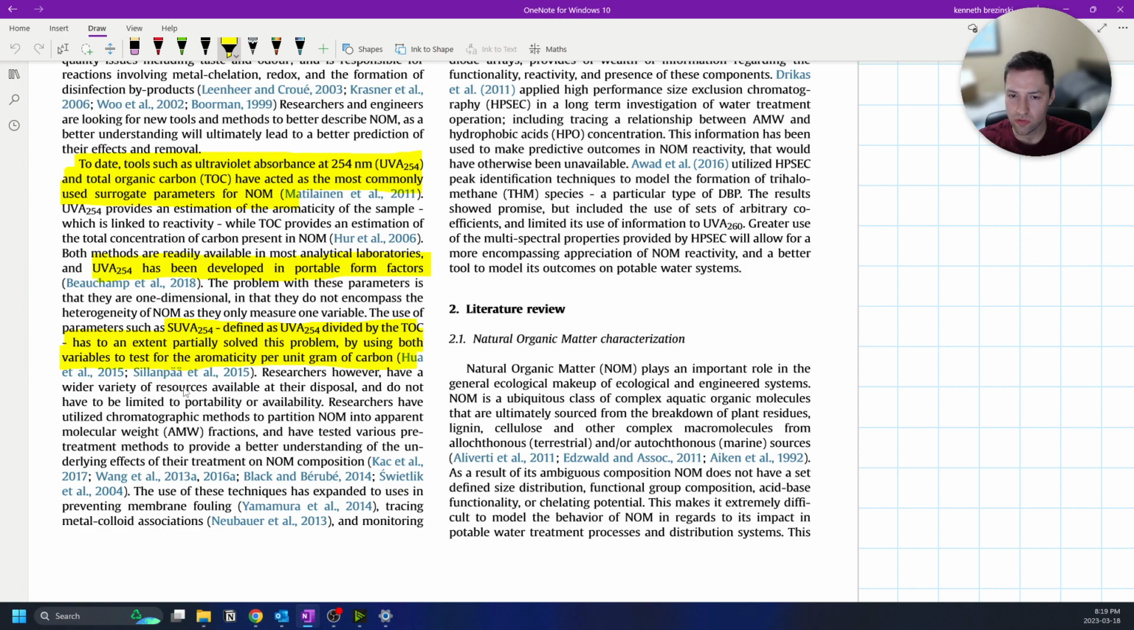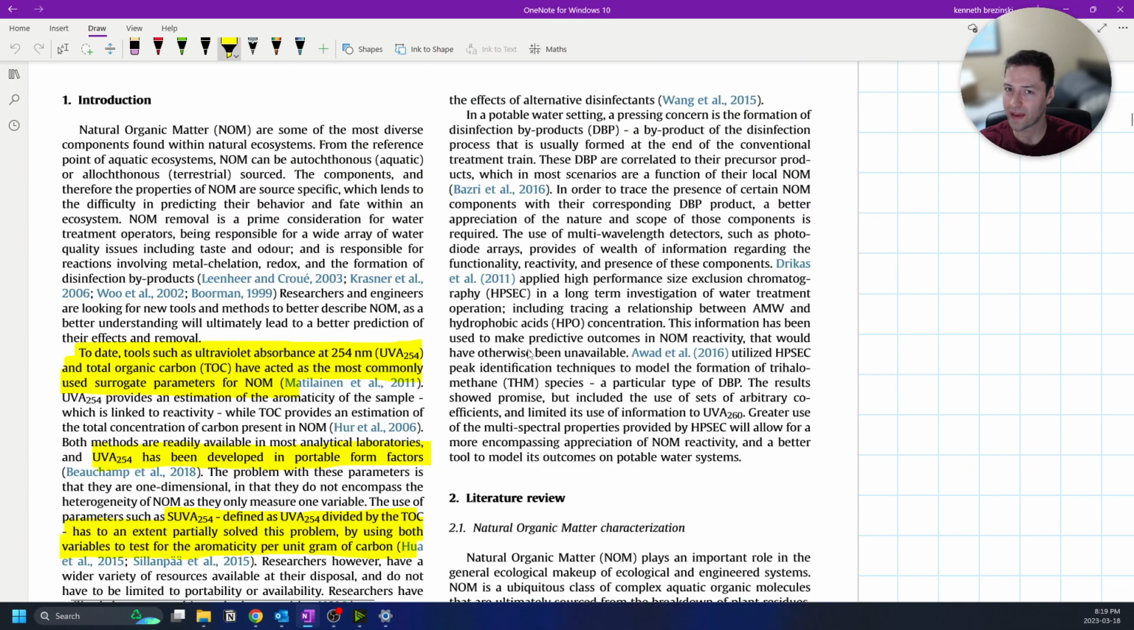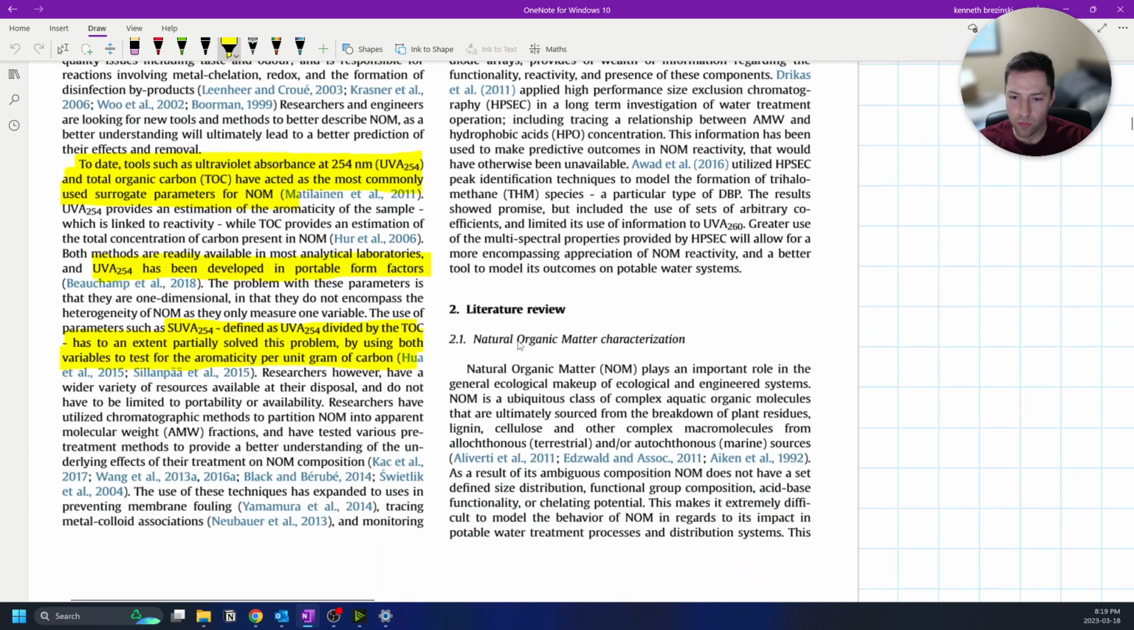And this is also to follow up with the fact that there are lots of other resources at our disposal, but they're limited by portability and availability. So it's one thing to put a spectrophotometer at the site that an operator can readily use, but it's a whole other thing to run a TOC apparatus, which requires lab usage, expensive equipment, and someone to take care of all that.